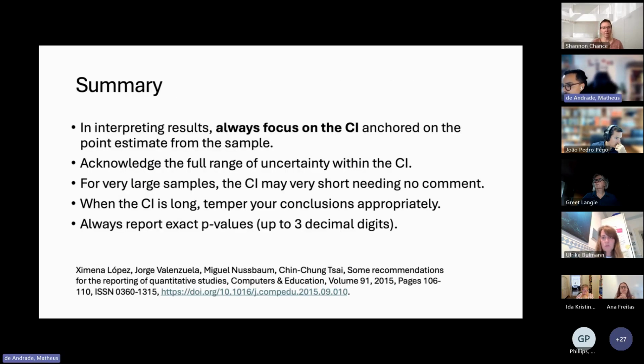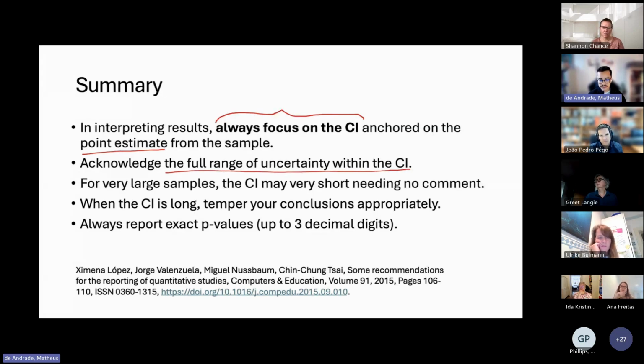So just to summarize what we've talked about, confidence intervals and type 1 error. When we're interpreting results, I can tell this with a lot of certainty: always focus on your confidence interval. If you have a mean to report, focus on the confidence interval and anchor it on the point estimate. The point estimate is your actual mean that you calculate, and the confidence interval is the interval that you build around this mean. Acknowledge the full range of uncertainty within the CI, the confidence interval.